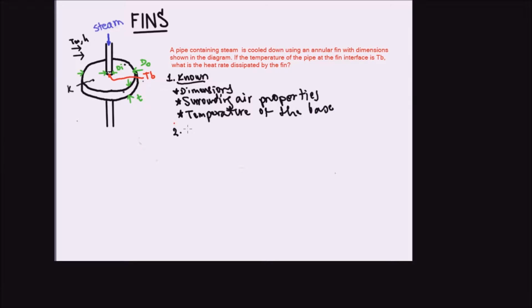Okay, the next step is to write down what we want to find. So what do we want to find? It's here. What is the heat rate dissipated by the fin? So we want to find the heat rate. Let's call it QF. But what do we need to find the heat rate? We need to find the temperature profile.